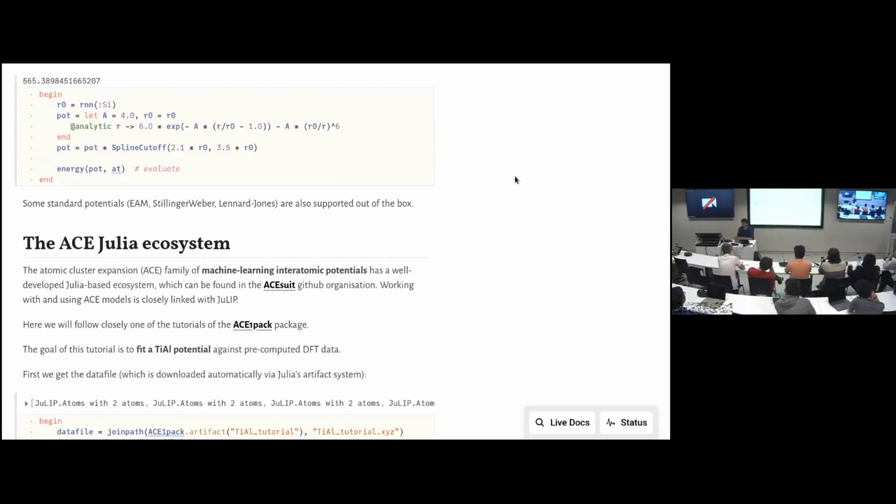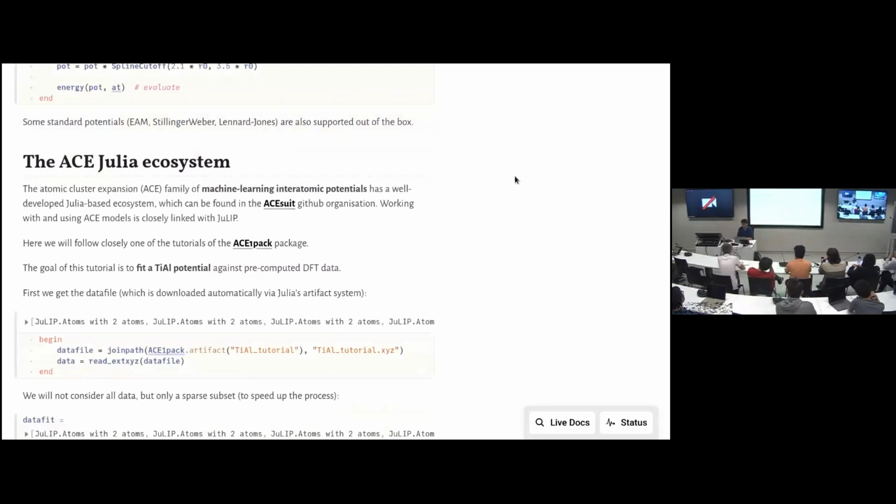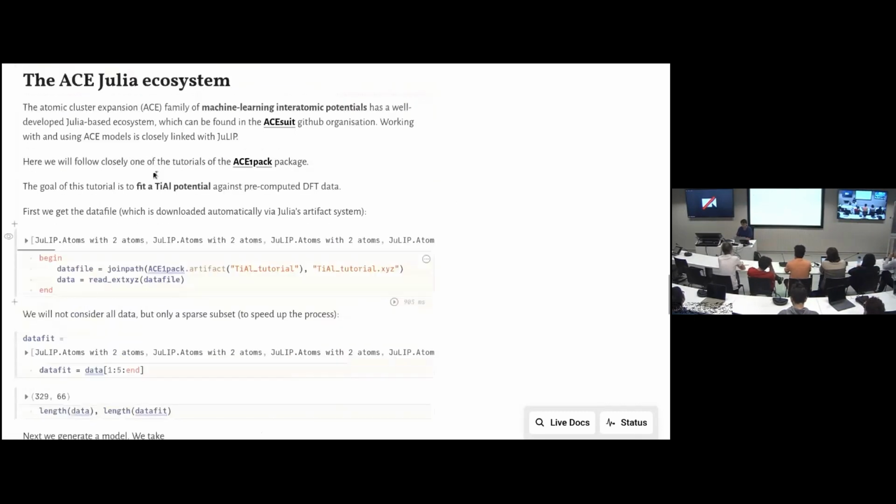In fact, one of the custom potentials that can be put on top of Julep is the ACE family of models, the atomic cluster expansion. Here it's an organization, the ACE Suite GitHub organization, that features a bunch of packages for building these ACE machine learning models, for fitting them, as I said, for using them, and also for validating and so on. And I'm copying this from one of the tutorials in this ACE1 package to fit this type of titanium aluminium potential. So it's using some pre-computed DFT data that I'm loading.